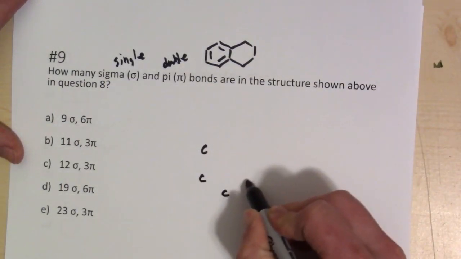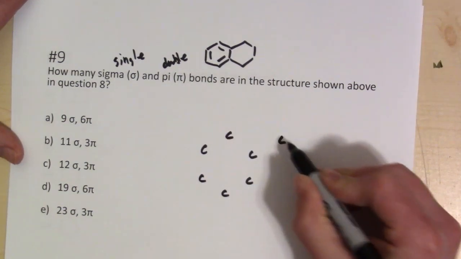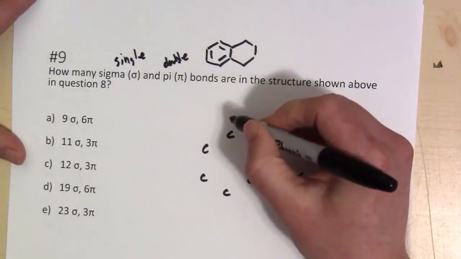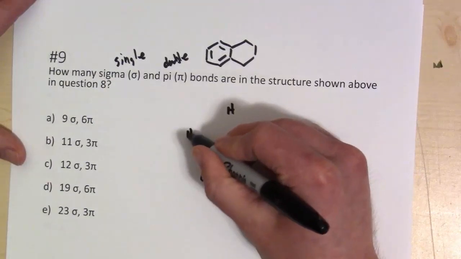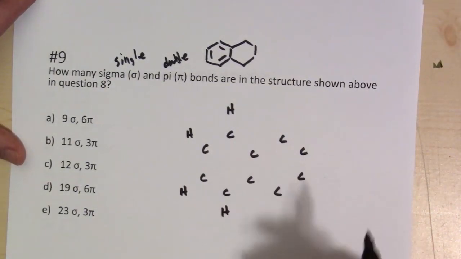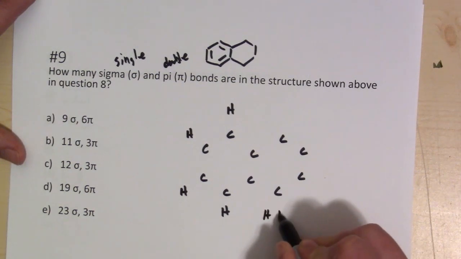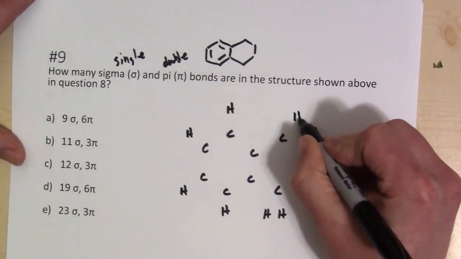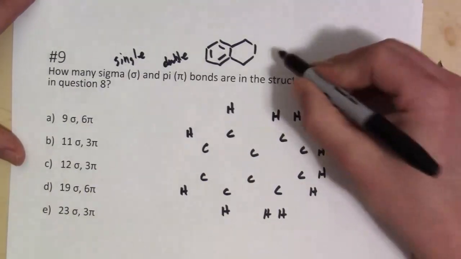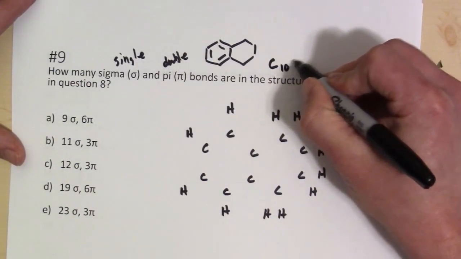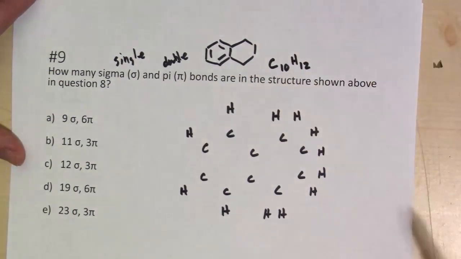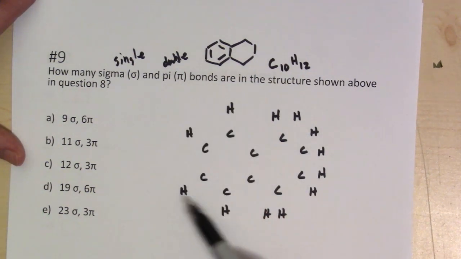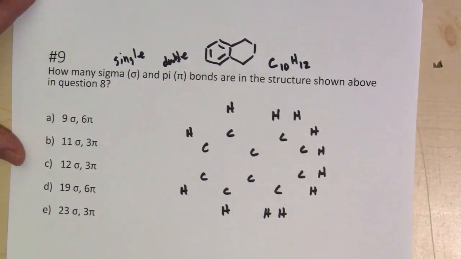just drawing the carbon backbone here, I'll fill in where each of our hydrogens were in the previous drawing. If you remember, the formula for this one was C10H12. That's what I've drawn here. 1, 2, 3, 4, 5, 6, 7, 8, 9, 10 carbons, and 1, 2, 3, 4, 5, 6, 7, 8, 9, 10, 11, 12 hydrogens.